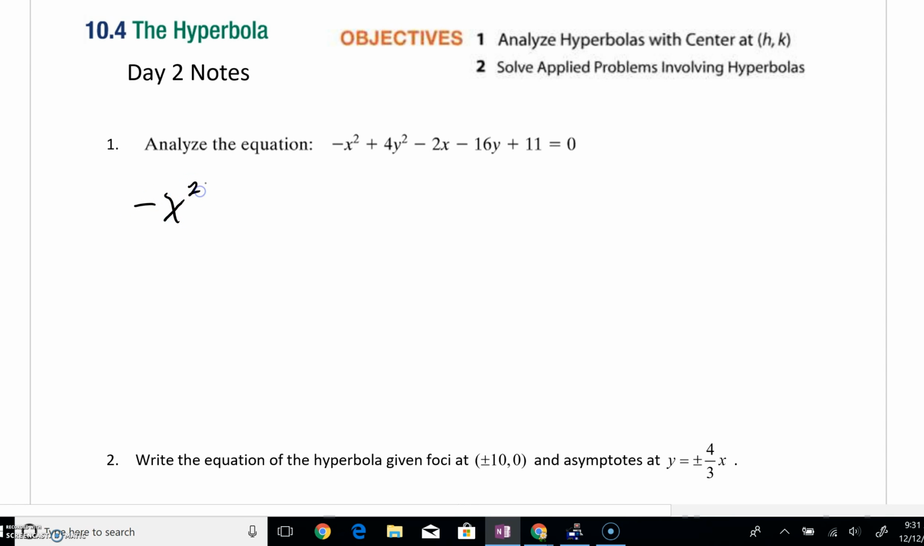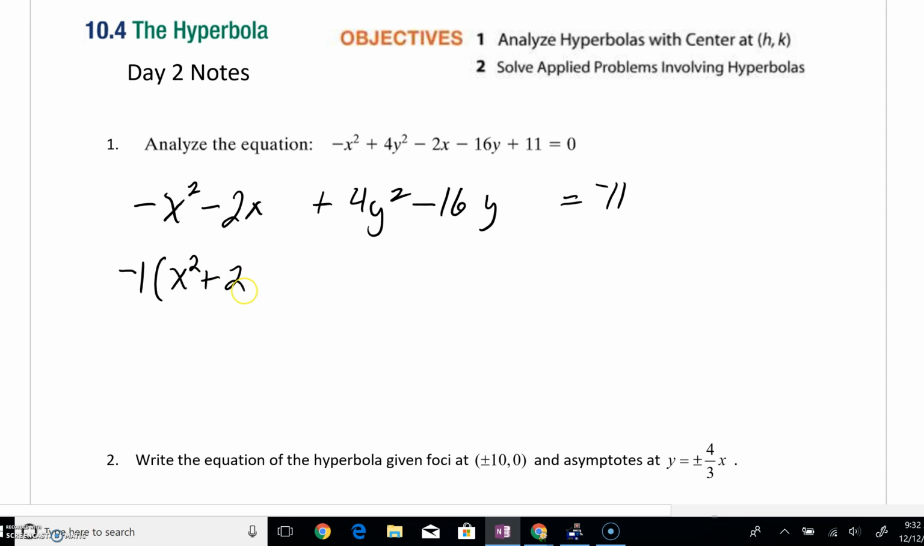Just getting your x terms together, negative x squared minus a 2x. Here we'll have a plus 4y squared minus a 16y. I've got this plus 11, and I could just subtract an 11 to make this look a little bit easier. I should always factor out my leading coefficient. I'm going to factor out a negative 1. And factoring is really dividing, so that's just going to change the sign for both of those terms there.